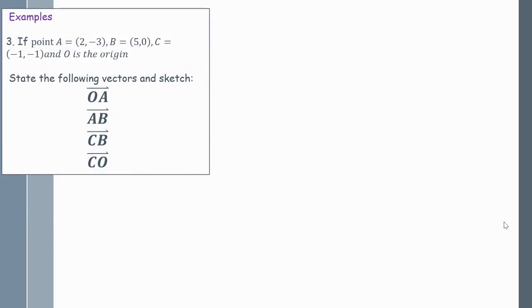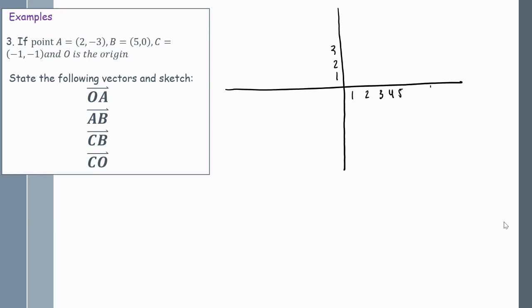Okay, so now it's your turn. If we have the points A (2, -3), B (5, 0), and C (-1, -1), and O is our origin, we need to state and sketch the following vectors: vector OA, vector AB, vector CB, and vector CO.